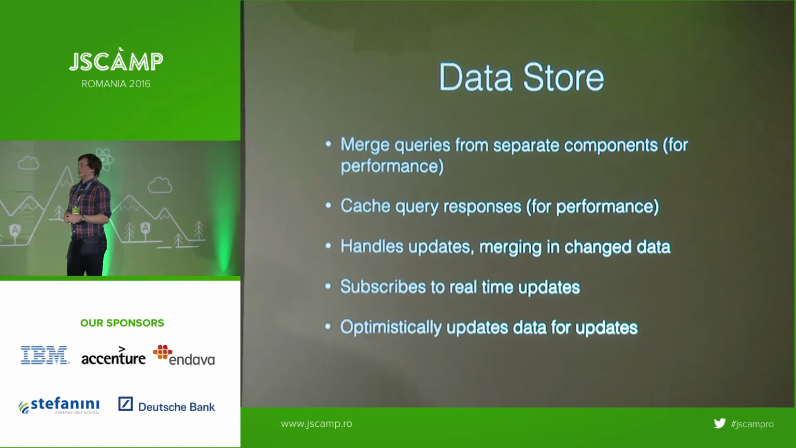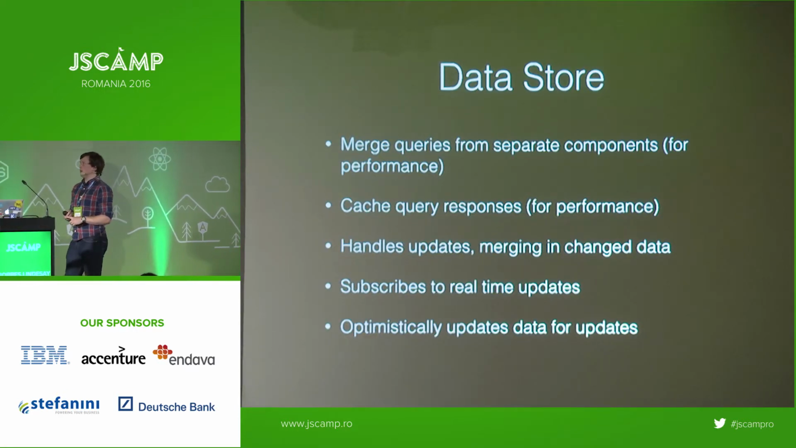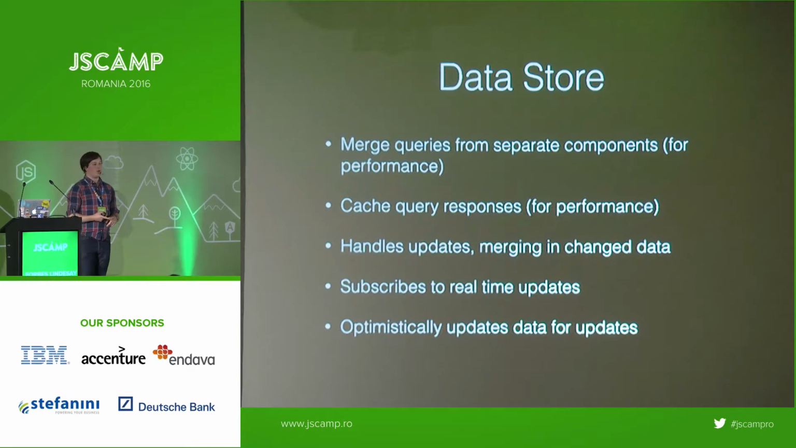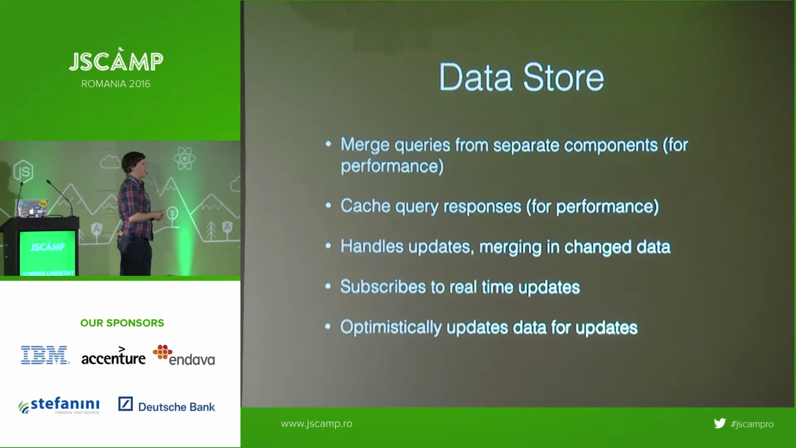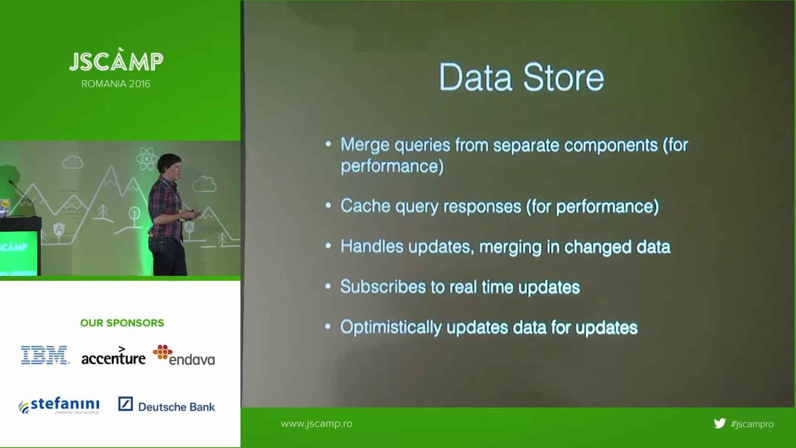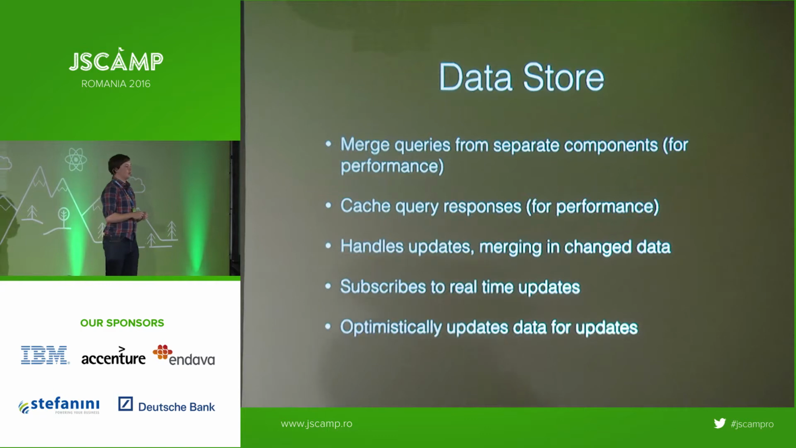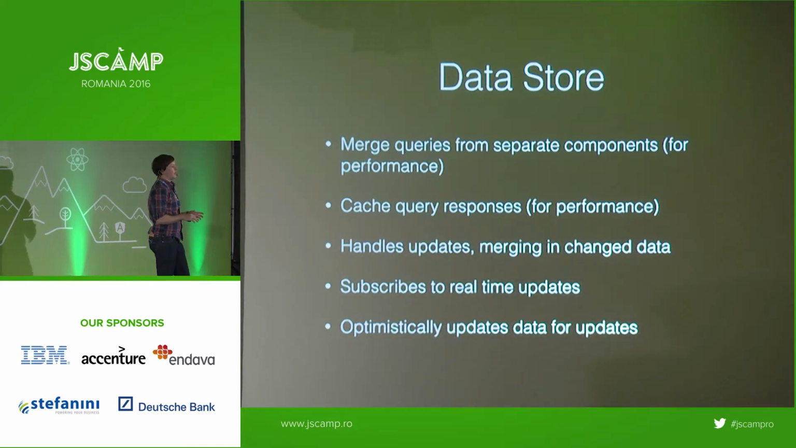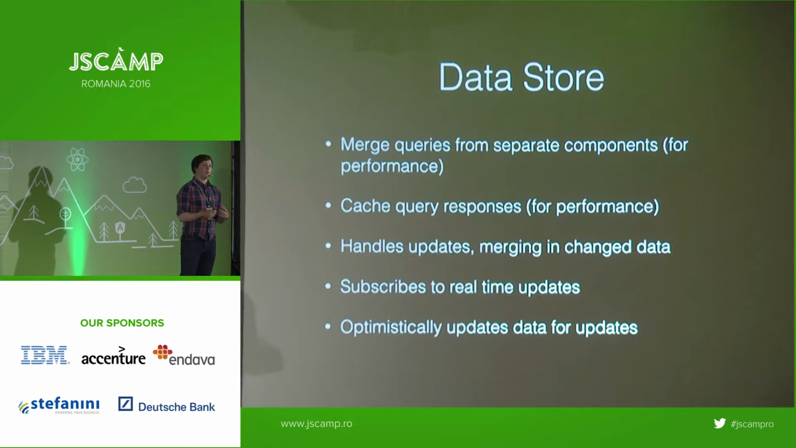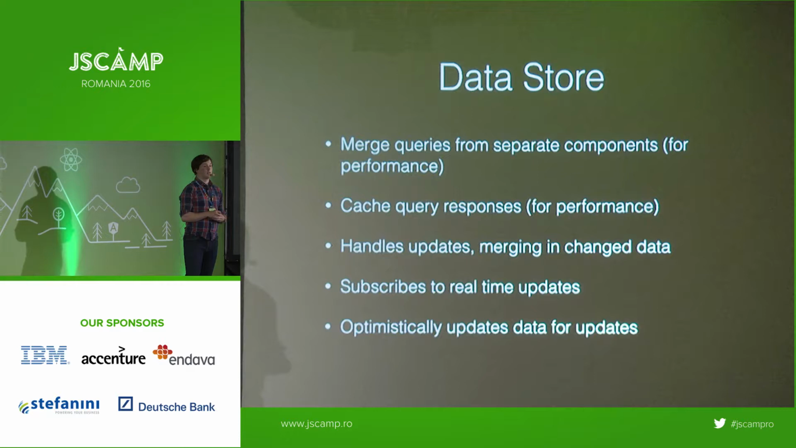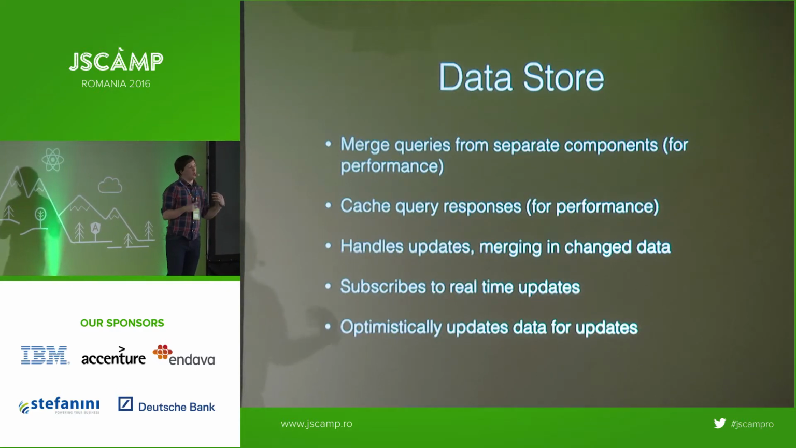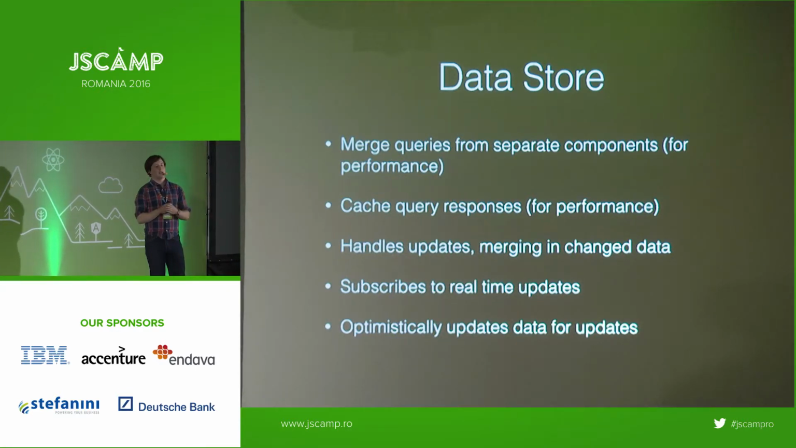So the responsibilities of the data store are that it merges queries from separate components, which gives us the performance that we needed at the beginning. I said we had a performance issue with making n+1 requests, one for each story ID, plus the list of story IDs. So we're no longer doing that. Our data store can take on the responsibility of seeing that there are lots of requests for stories by ID, and sending one request to the server that says, get me all of the stories with this set of IDs. It can cache the query responses.